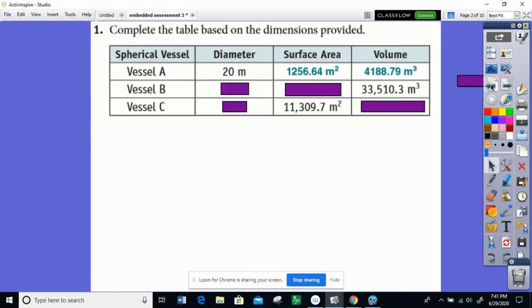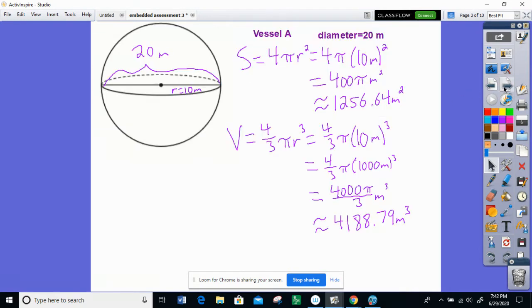Okie dokie. So there are our diameter and surface area for vessel B. Vessel C is going to be a little bit easier, I think, since the surface area formula is a little bit easier to deal with than the volume formula. Just like we did with vessel B, we're going to solve for the radius first, then that'll tell us the diameter. Then once we know the radius, we'll be able to find the volume as well.